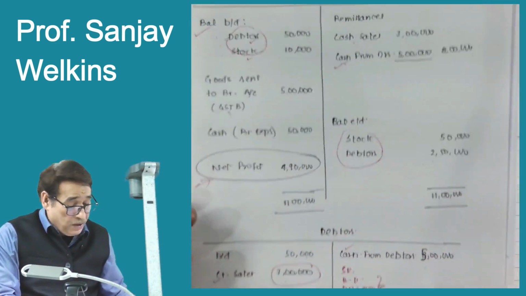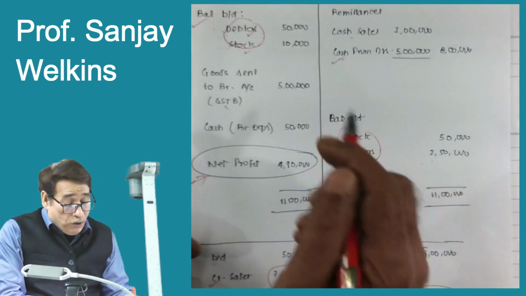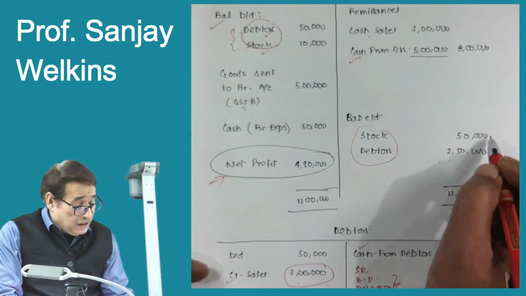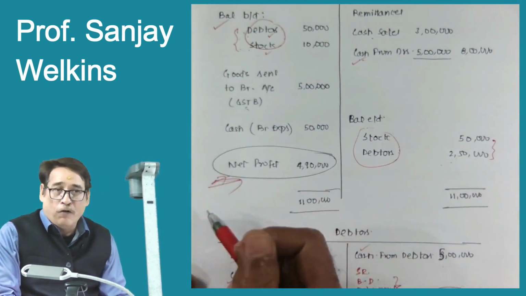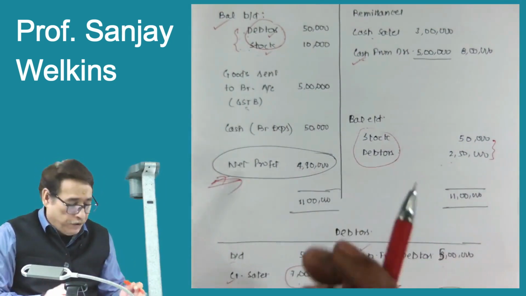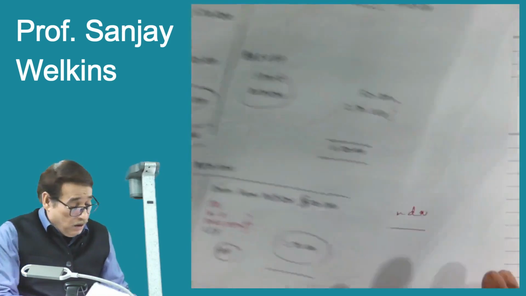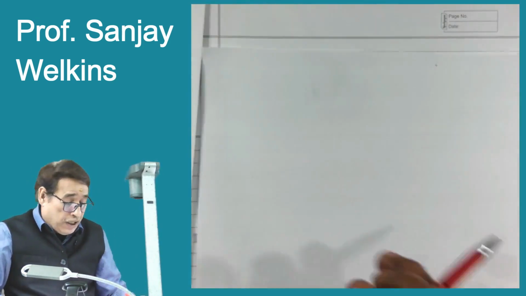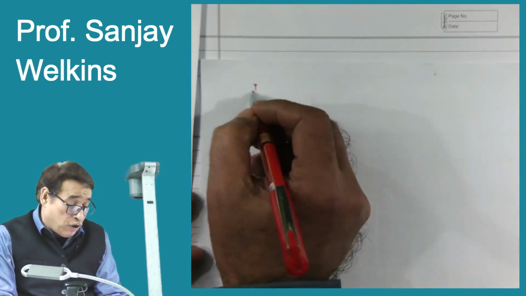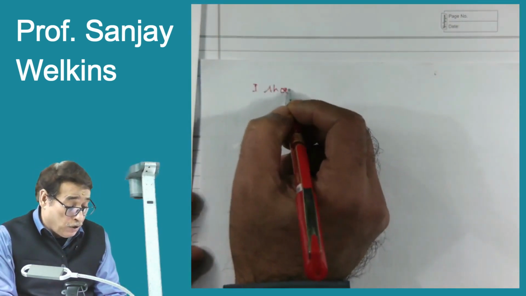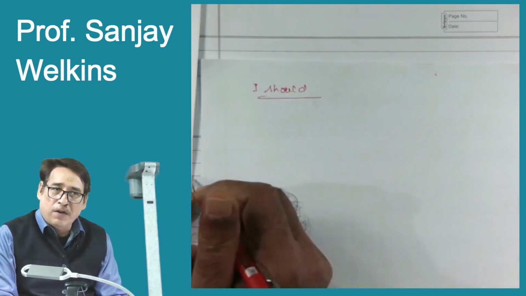See here. Because if I'm not going to put up these balances here, I cannot get the net profit. I cannot get the net profit. See here. There are two ways of getting the net profit. One way is that I should adopt a full-fledged double entry accounting system.